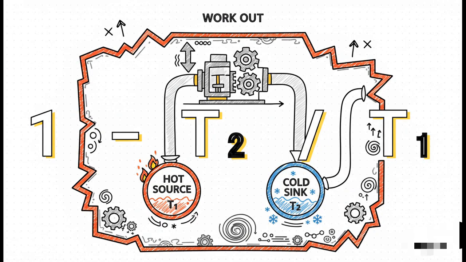And here it is. This simple formula tells you that ultimate speed limit. The max efficiency is 1 minus the temperature of the cold sink, T2, divided by the temperature of the hot source, T1. Oh, and this is absolutely critical. Those temperatures have to be in Kelvin. No engine, no matter how clever the design, can ever beat this number. It's a hard limit set by the laws of physics themselves.